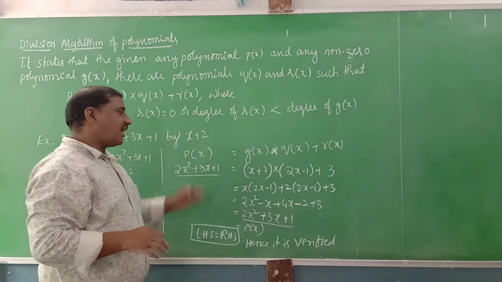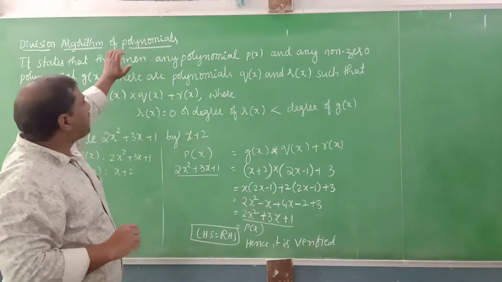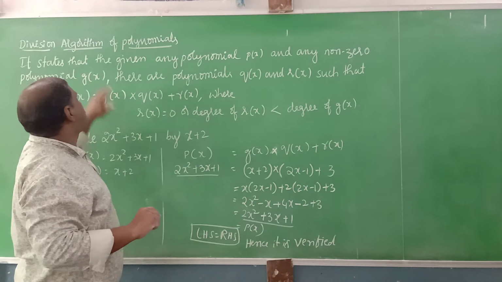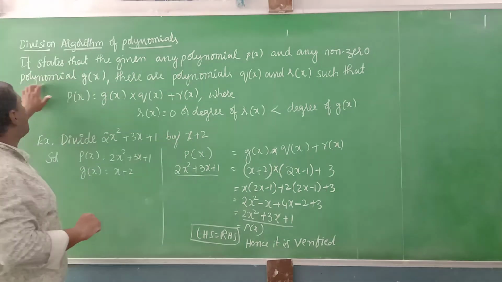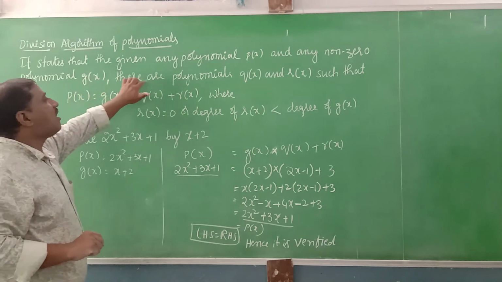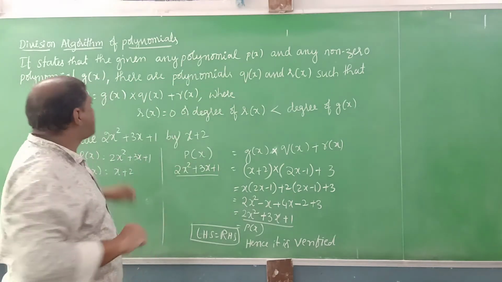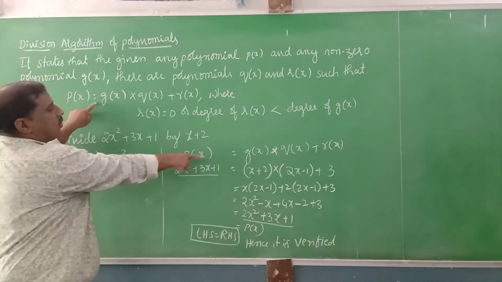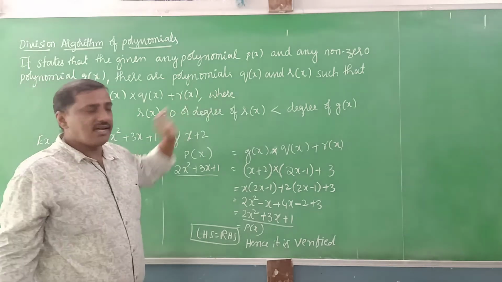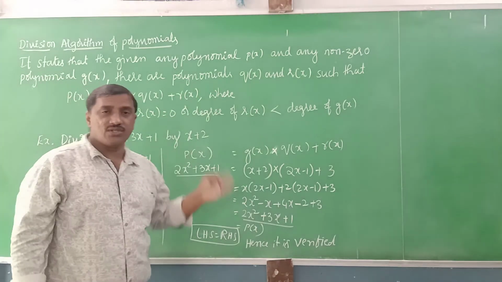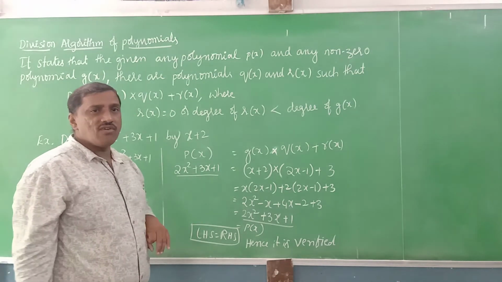Hence it is verified. Like this we verify the division algorithm. So what is the statement of the division algorithm? It states that given any polynomial p of x and non-zero polynomial g of x, there are polynomials q of x and r of x such that p of x is equal to g of x into q of x plus r of x, where r of x is equal to 0 or degree of r of x is less than degree of g of x.